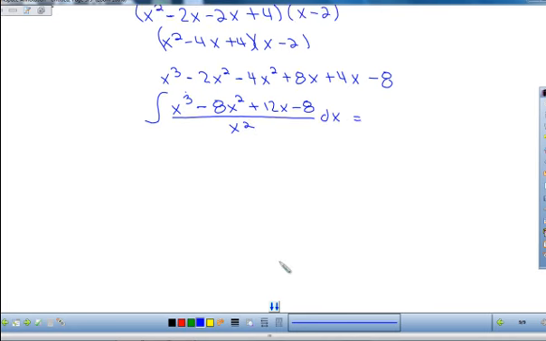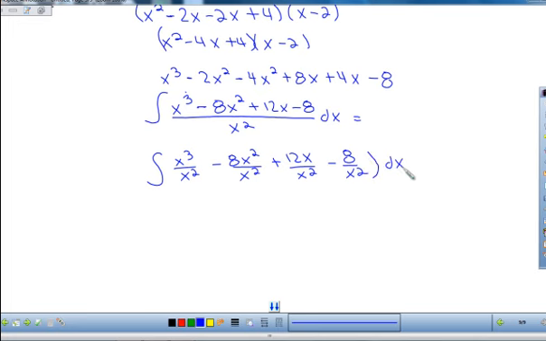so now what I can do is break them apart into separate terms. So I'm going to have x³ over x² minus 6x² over x² plus 12x over x² minus 8 over x². So now that I've broken them apart, I can simplify, and then I'm going to take the antiderivative of each individual one. So I'm going to have x minus 6 plus 12x to the negative 1, I'm just moving it up, minus 8x to the negative 2.